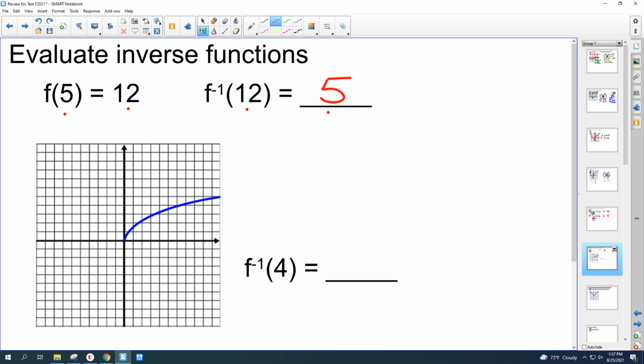So f inverse of 4, if I'm looking at that graph, this is a graph of f, by the way. And so you don't go 1, 2, 3, 4. You're actually going 1, 2, 3, 4 because x and y are switched. So we are at this point. 1, 2, 3. It's 1, 2, 3, 4, 5, 6. F inverse of 4 equals 6. So you're switching the x and the y.